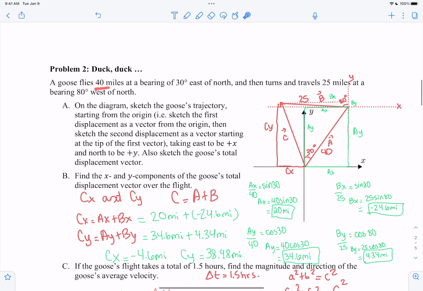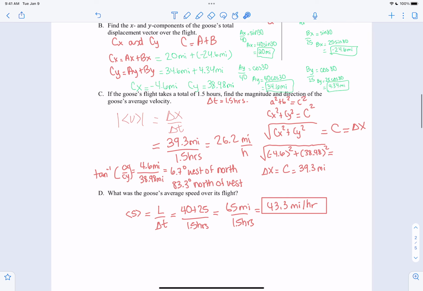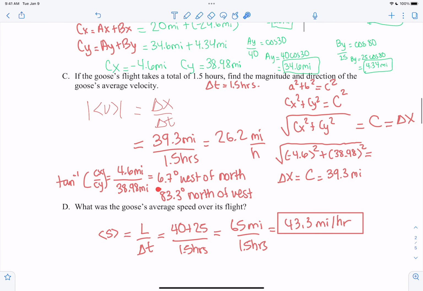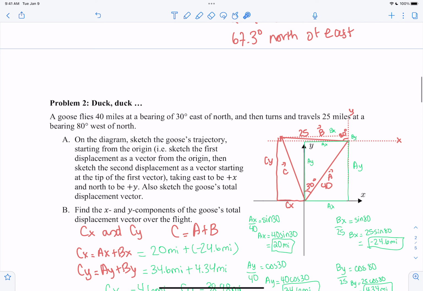So if this was 40 miles, this 40 miles has to be a little bit bigger than that 25 miles, right? I kind of drew it where it was maybe almost the same size, but you can see here, if I was looking at the angle, if it was 6.7 degrees west of north, that's not 6.7 degrees. That looks a lot bigger than 6.7 degrees. 6.7 would be more like here, something like that, very small, right? So you just try your best to make your vector lengths and your vector angles proportionate as well.